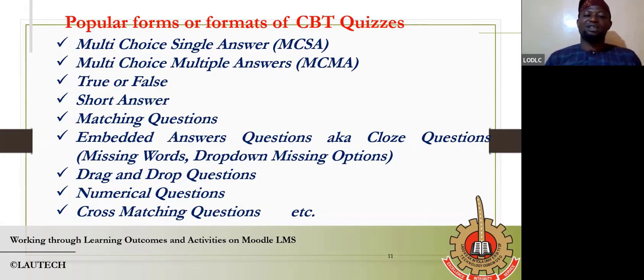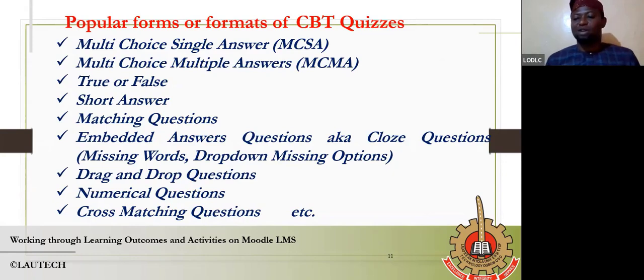Another form of CBT quiz is true or false type of questions, whereby the instructor will provide a question and students are expected to just pick either true or false. So, a person is a male, true or false. If you know that person and the person is a male, automatically you pick true. If the person is a female, you pick false.